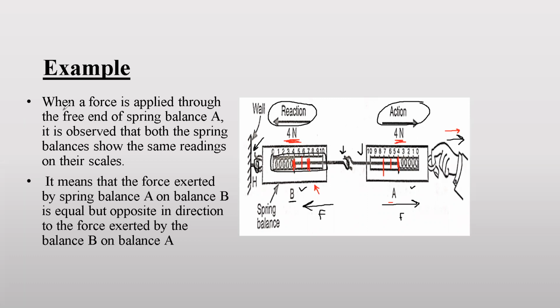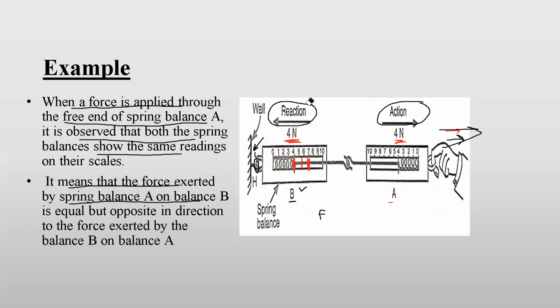So to explain it in words, what we can write is that when a force is applied through the free end of spring balance A, it is observed that both the spring balances show the same reading, that is 4 Newton and 4 Newton. It means that the force exerted by spring balance A on spring balance B, at this point, A is applying a force on B, is equal but opposite in direction to the force exerted by B on A. In this direction, B is applying a force on A in the opposite direction but equal in magnitude. So this is what can be understood from this example: the magnitude is always equal, the forces act simultaneously, and they are always in opposite directions.